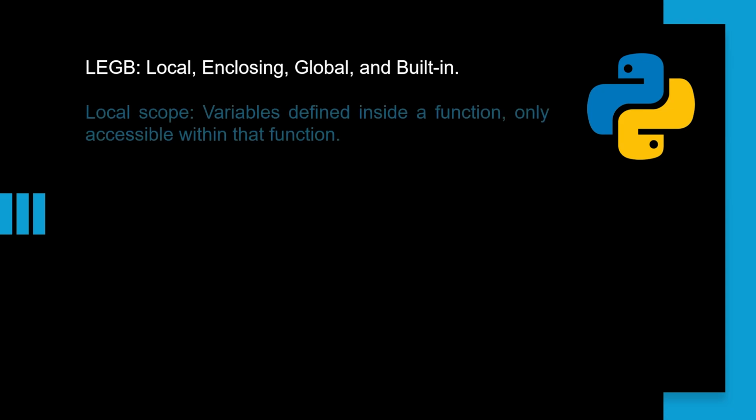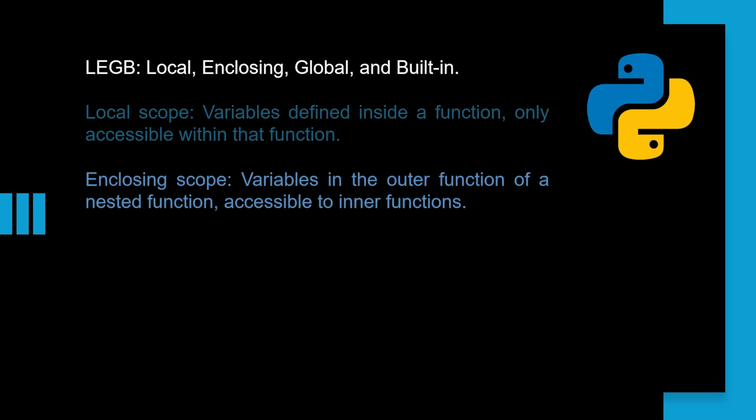Variables defined inside a function are local variables and only accessible within that function. If you try to access it from the outside or try to change its value from the outside, the program will raise an error.